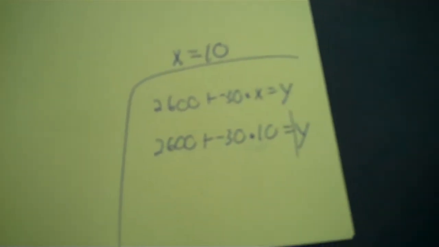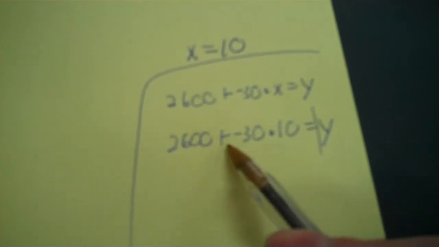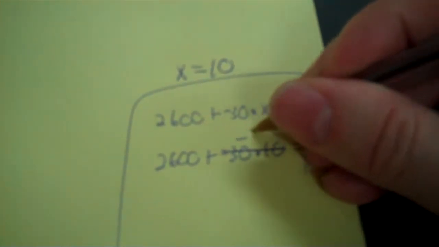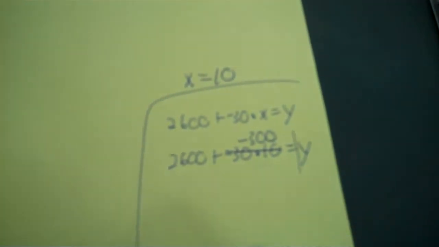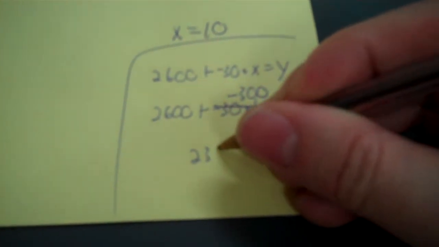Okay, I can solve for Y easily. I've got plus and I've got times. Those are the 2 operations, plus and times. Well, times comes first. Negative 30 times 10 is negative 300. Then I add. 2,600 plus negative 300 is 2,300. So 2,300 is equal to Y. So the height is 2,300 feet after 10 seconds. You just put your answer down there. I got the label set up.